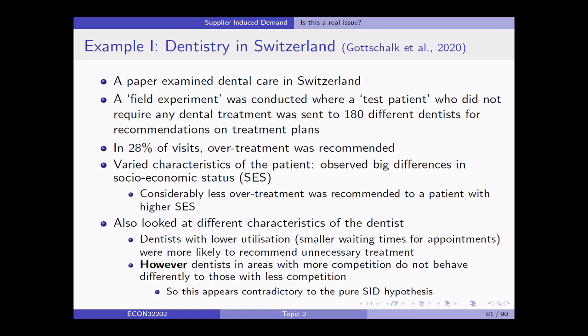So this is all completely consistent with supply-induced demand. However, when they looked at the availability of alternative dentists, so how concentrated the market was for dentists, so you could compare people who had lots of competition with people who had very little competition, there was no difference by the contestability of the market. So that sort of counteracts the supply-induced demand theory, because you'd expect people with more competition to be more likely to induce demand. But that didn't happen. But overwhelmingly, this paper seemed to suggest supply-induced demand for dentistry in Switzerland was a real thing.